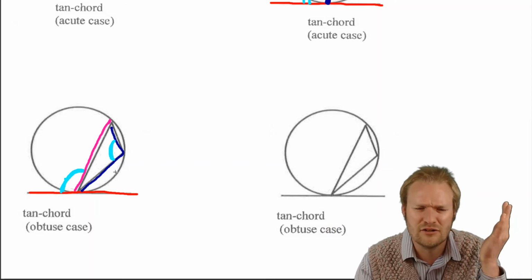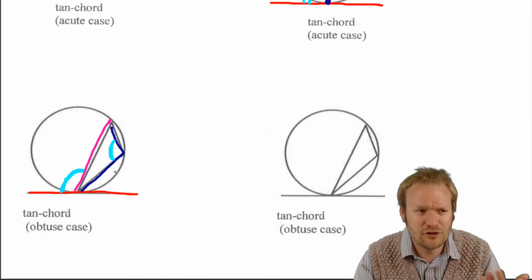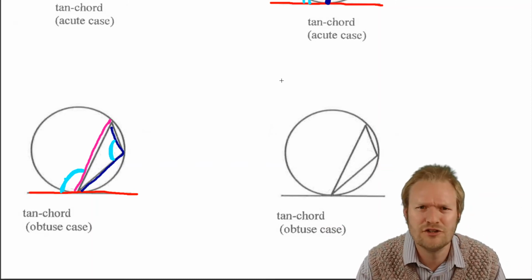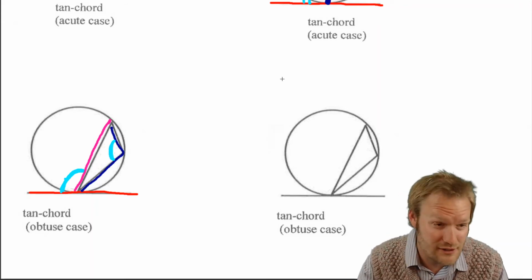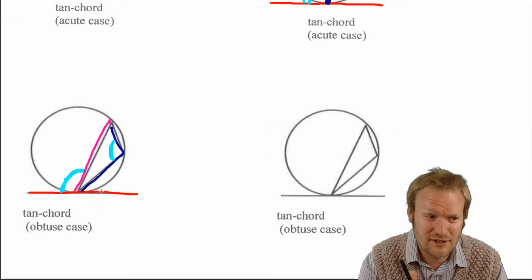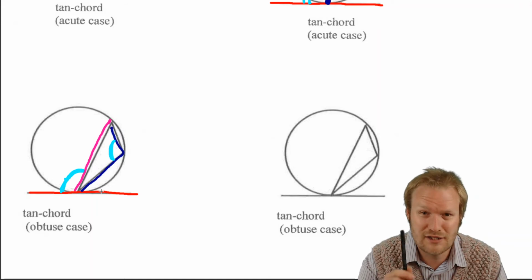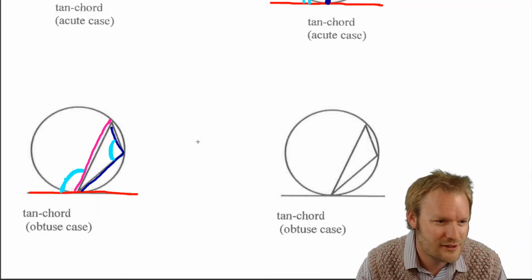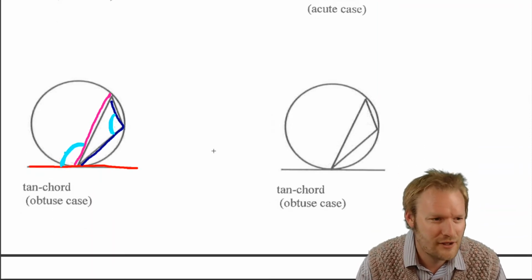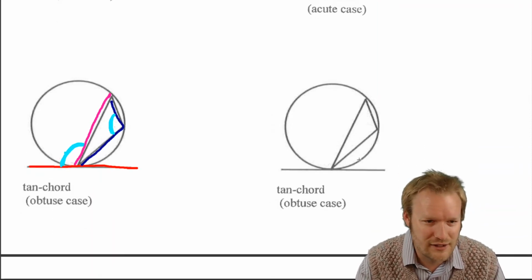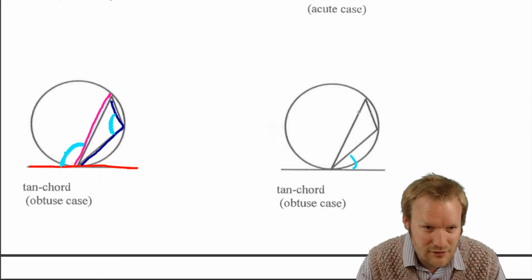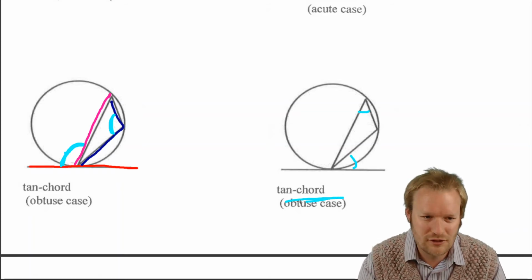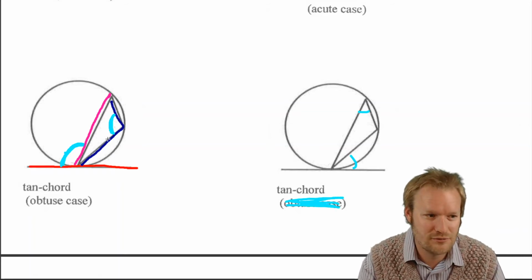What's an obtuse angle? An angle greater than 90 degrees. What's an acute angle? An angle less than 90. Obtuse, I said greater than 90, but that's not strictly correct. It's between 90 and 180. Then we start moving to reflex angles. Okay, so there it is, and there's another, this one is equal to that one, but that's not obtuse. So there's the obtuse case there.